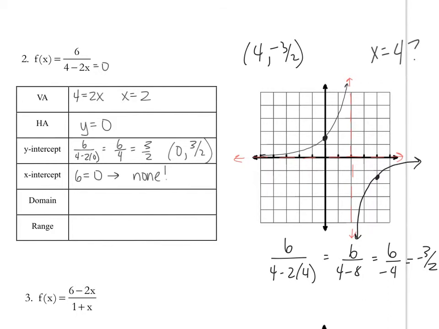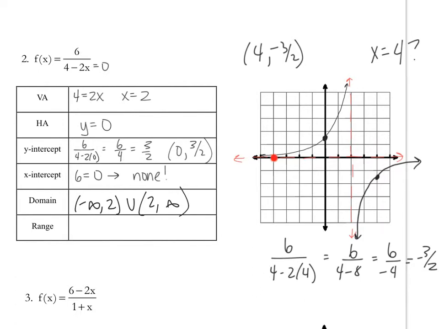Okay, so now let's do domain and range. The domain is every single x value except this asymptote, and the x value here is 2, so every single x value except for 2. Negative infinity to 2, 2 to infinity. Remember, it doesn't touch 2, so you have to put parentheses on there.